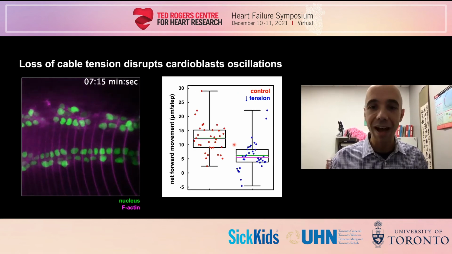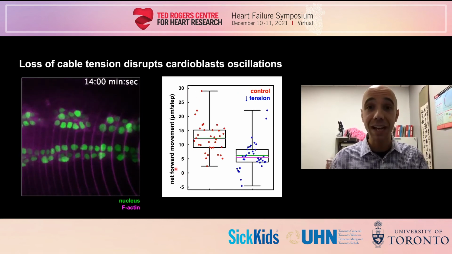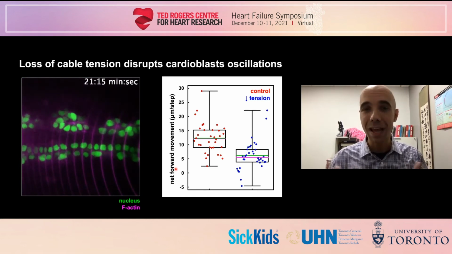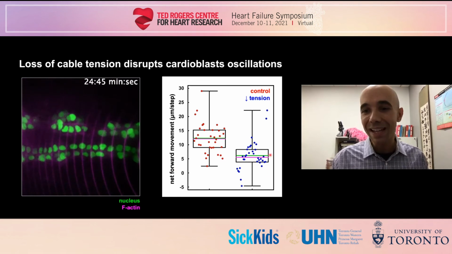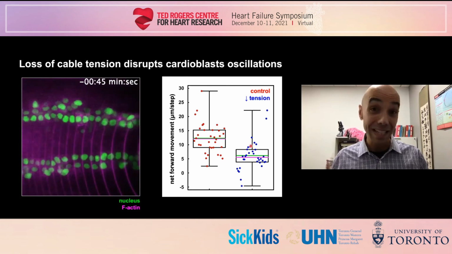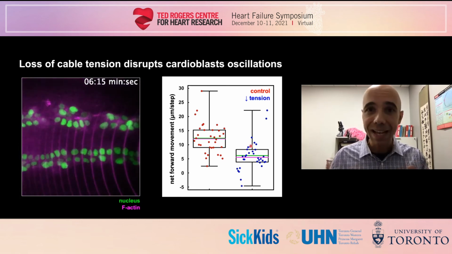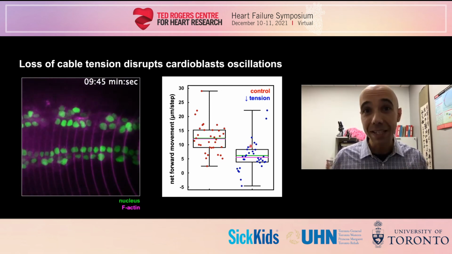So if we quantify the net forward movement per step, so how far does a cardioblast go after one of these cycles of forward and backward movement, what we find is that that movement decreases significantly when we reduce tension in the actin cable at the trailing edge, suggesting once more that this actin cable introduces a mechanical asymmetry in the system that biases the movement of the cardioblast forward.